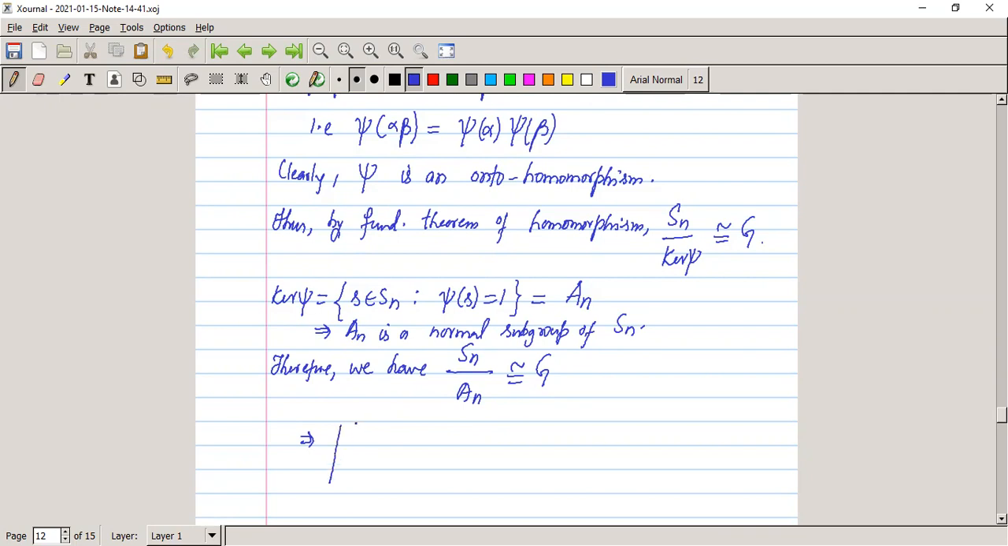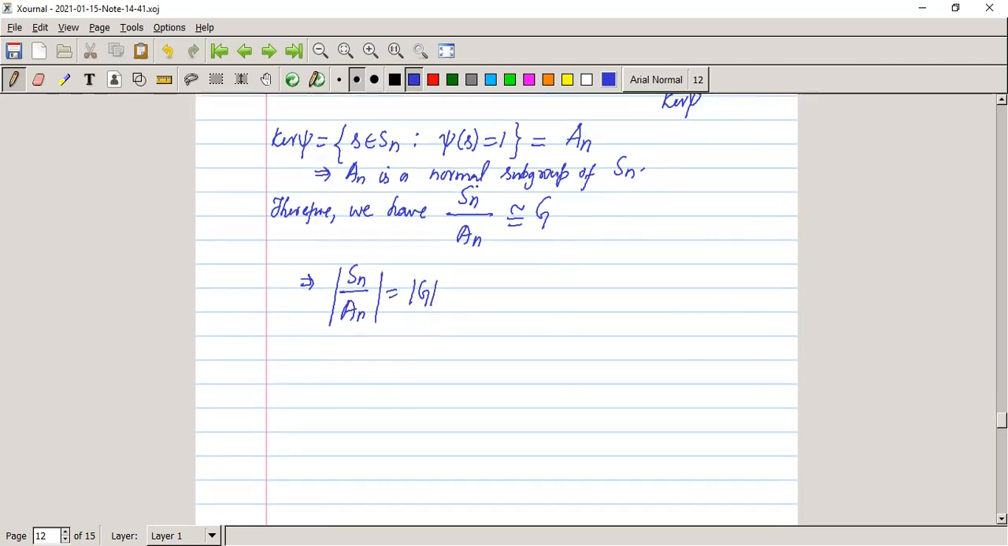So this implies order of Sn upon order of An is equal to order of G. And now we know that order of G is equal to 2 and order of Sn is equal to n factorial. So this implies order of Sn upon order of An is equal to 2. This statement actually says that An is a subgroup of Sn of index 2. From this we can also conclude that order of An is equal to order of Sn upon 2, which is equal to n factorial upon 2.